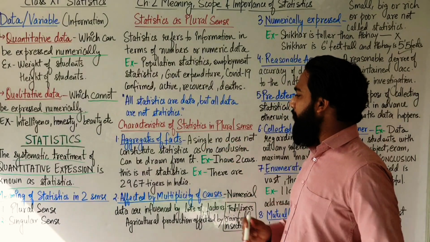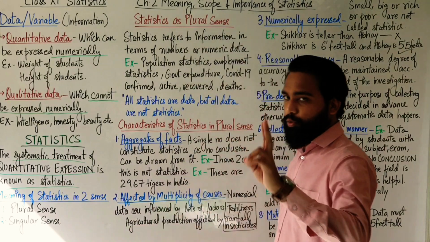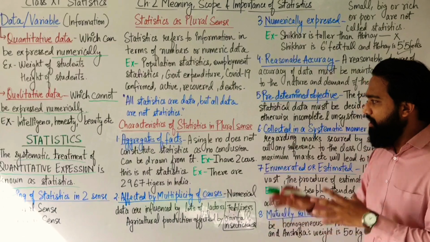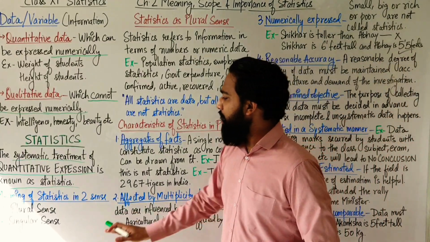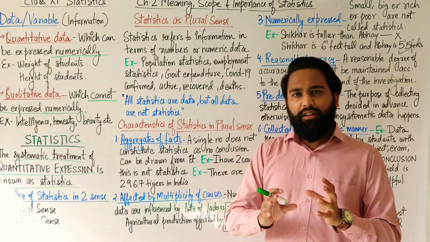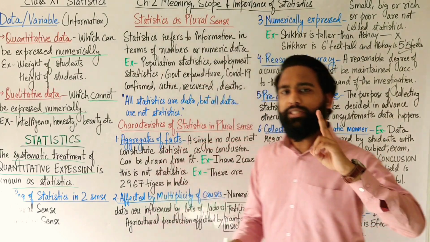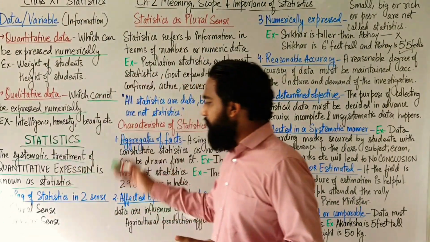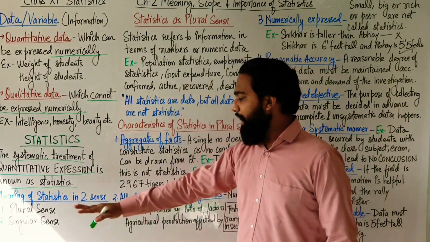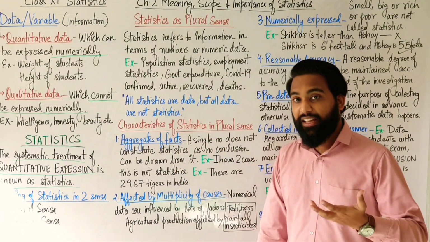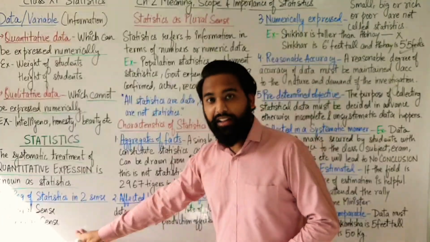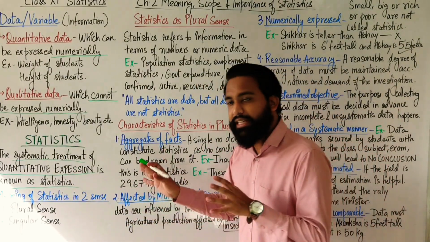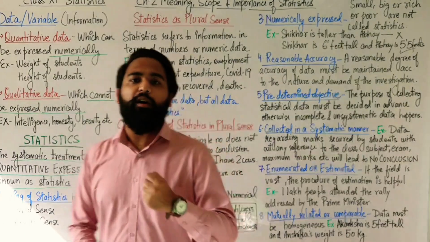Friends, the next topic is meaning of statistics in two senses. Just now you learned the basic definition of statistics. Now, the meaning of statistics can be derived in two forms. The first one is plural sense and the second one is singular sense. In Hindi, you have learned Bahuvachan and Ekvachan. Just like that, both senses have some meaning of statistics.